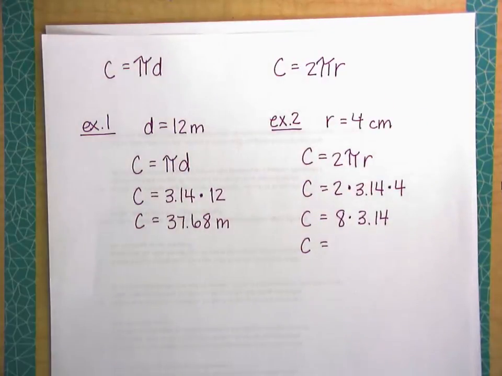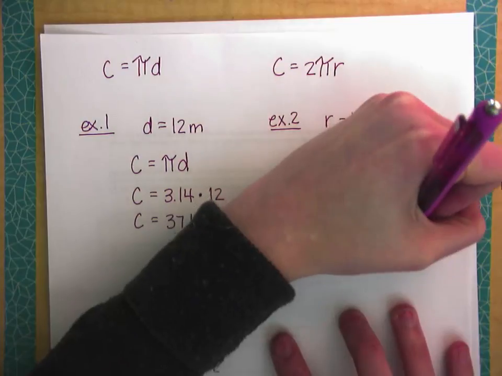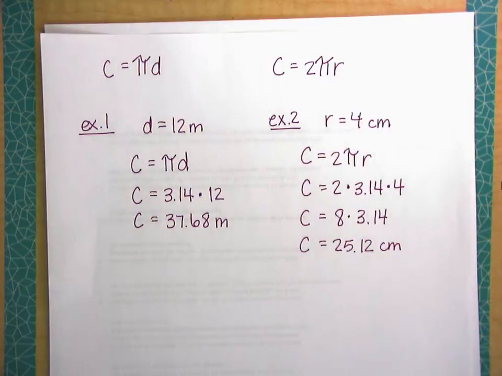And then if we multiply 8 times 3.14, what do we get? 25.12 what? Centimeters. Not squared. Finding circumference, or if a question asks you to find perimeter, those will be the only ones where you won't have to put that it's squared. But if it's looking for area, you will. Okay?